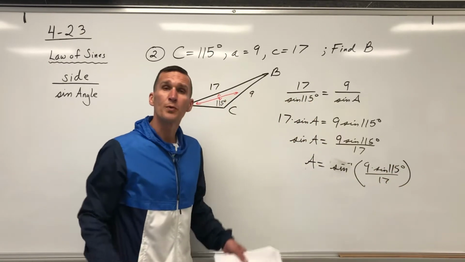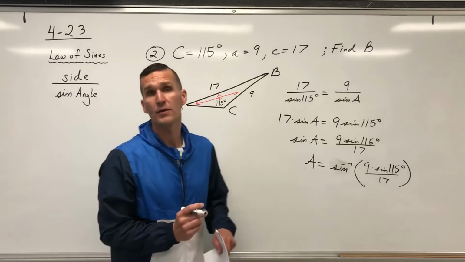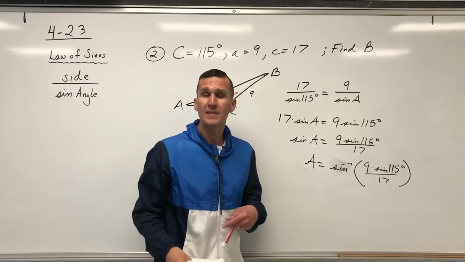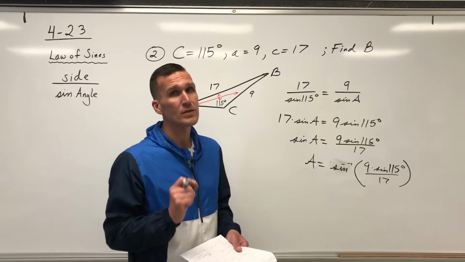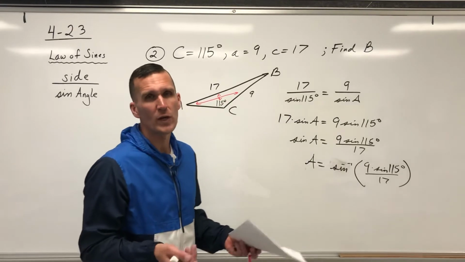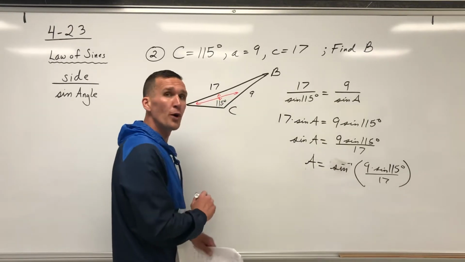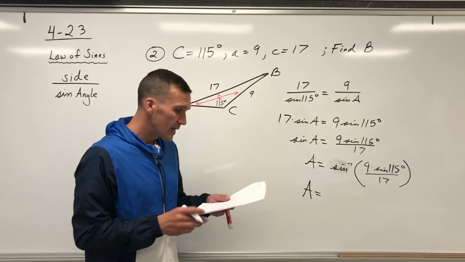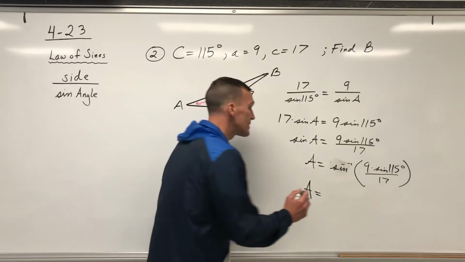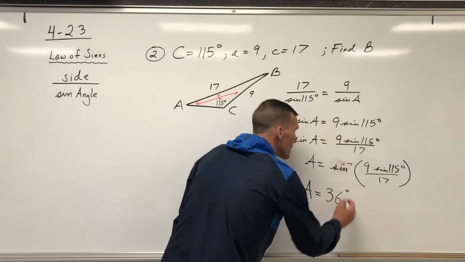And now here's where you probably want to pause. See if you can type that in your calculator. You should be able to get the final answer for A rounded to the nearest whole number. Since it's an angle, we go nearest whole number for degree. So pause it and see if you get this for A. I got 36 degrees rounded.